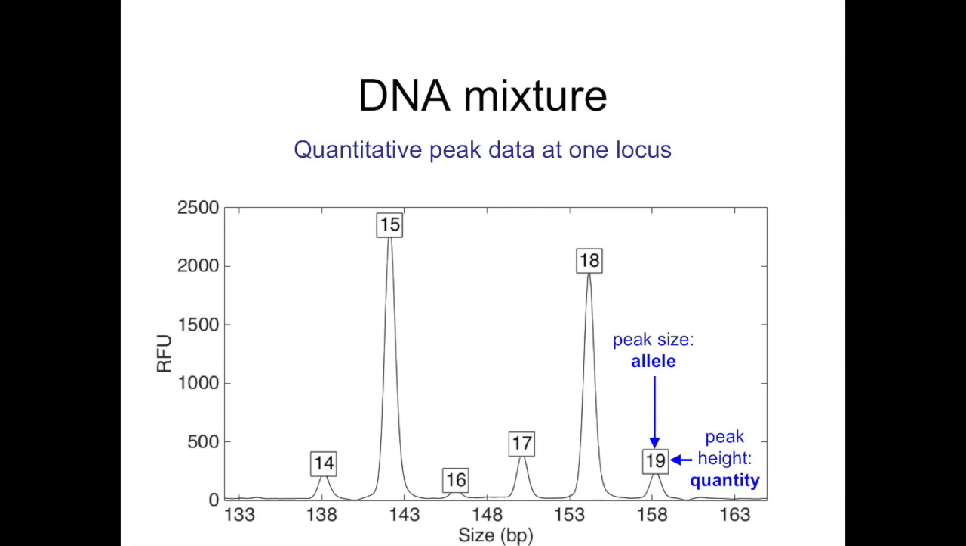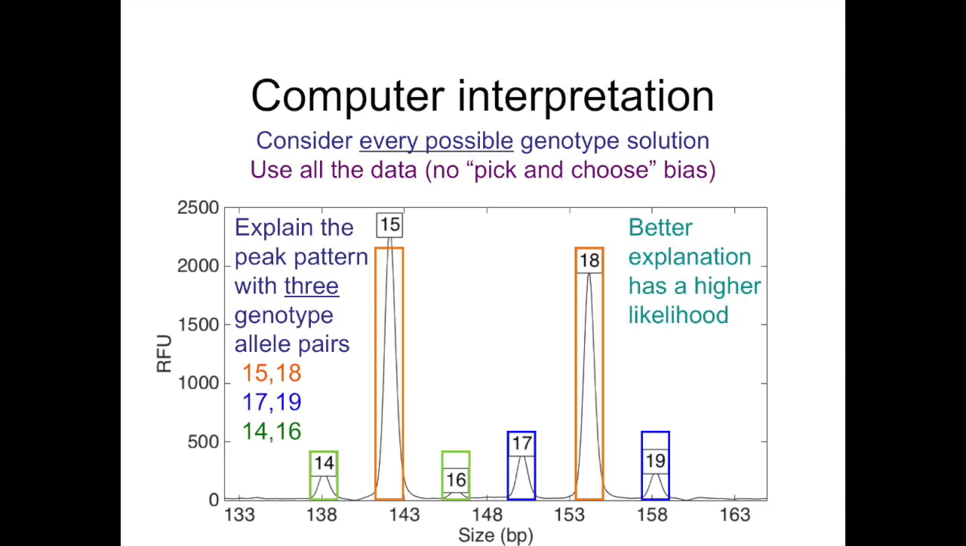This is what the data looks like. There aren't just 2 peaks, there are taller peaks and shorter peaks. Moving from left to right on the slide, boxes on the top of the peaks indicate genetic size variants called alleles. The height of a peak gives an indication of quantity, how much of each allele is present. Here, there are many peaks.